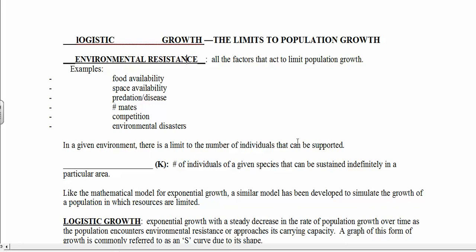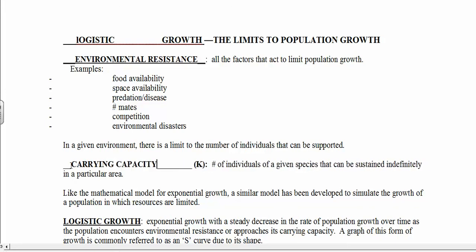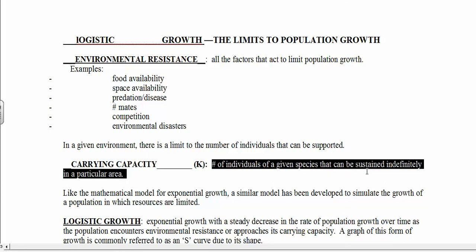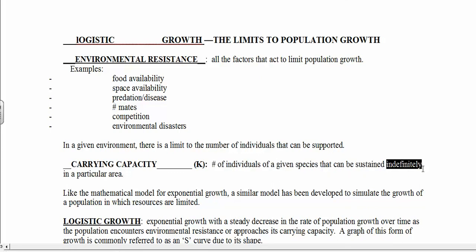Now, in a given environment, there is always going to be limits because of these factors of how many individuals can be supported in that particular environment. And we call that limit the carrying capacity. And just read this very carefully. It is the number of individuals of a given species that can be sustained, and here's the key word, indefinitely in a particular area. Can you exceed your carrying capacity? Sure. But while you're exceeding your carrying capacity, you're also depleting your pool of resources, and eventually those resources will run dry, and that population will collapse.